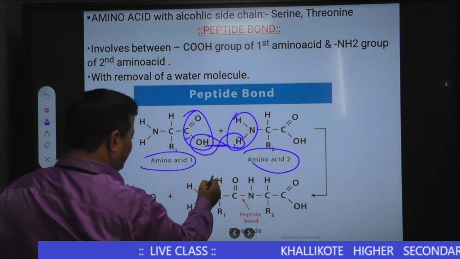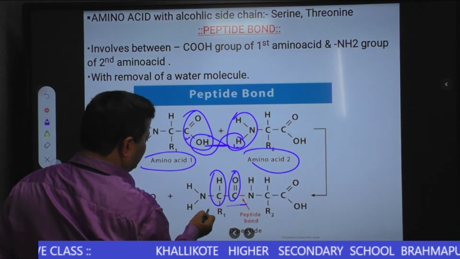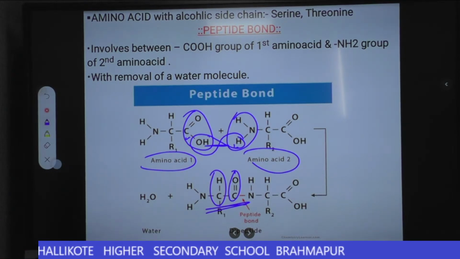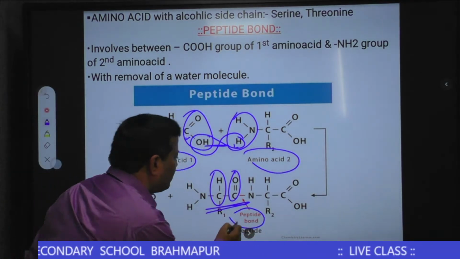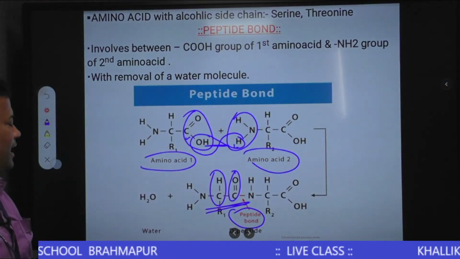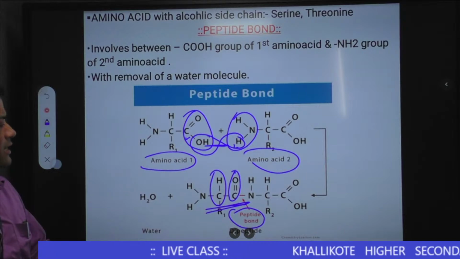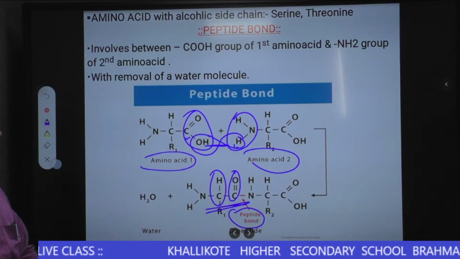So only the CO-NH group is present, that is called amide group. CO-NH, that is amide group, that is also called peptide bond. After formation of peptide bond, the amino acid is called amino acid residue.